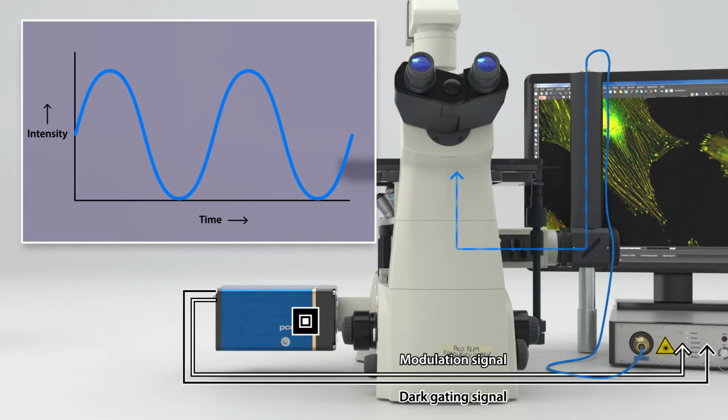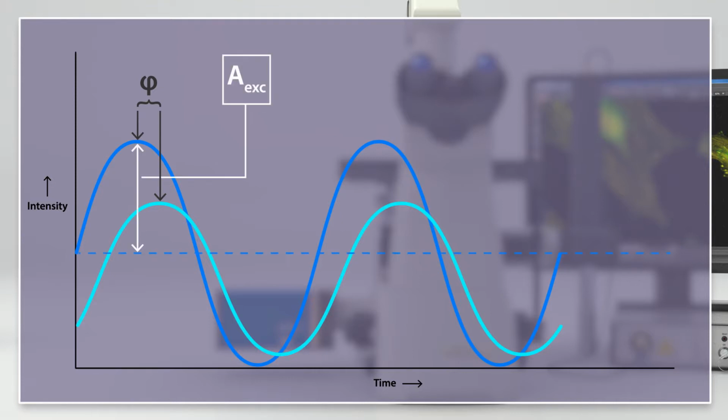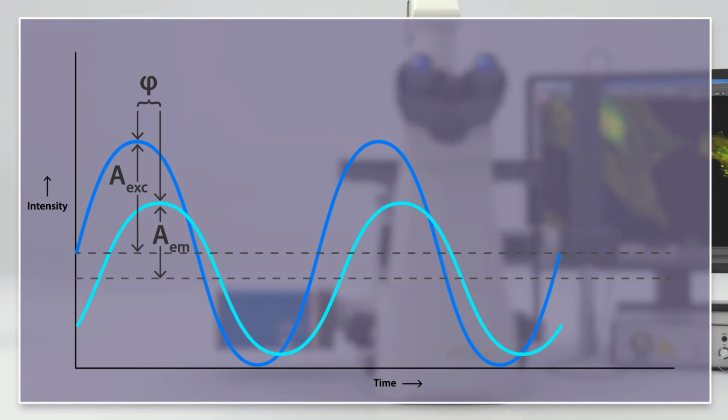Using a sinusoidal excitation waveform, the emission waveform is also a sinusoid with the same frequency. It is delayed in time and shows a decreased amplitude, a decreased constant component, and a decreased modulation depth. By comparison of the excitation and emission sinusoids, the time or phase shift can be determined. The phase angle phi, the excitation and emission amplitudes, A excitation and A emission, and the constant components, B excitation and B emission, become clear.